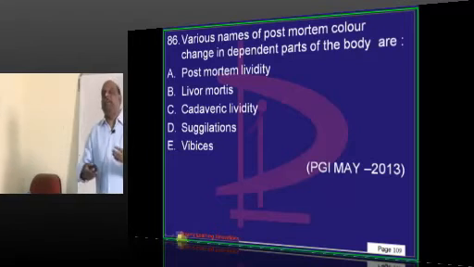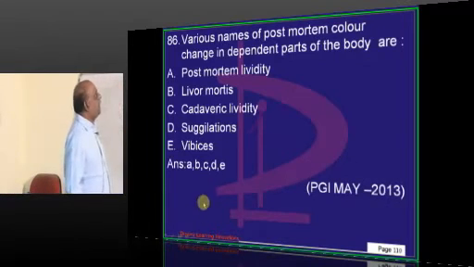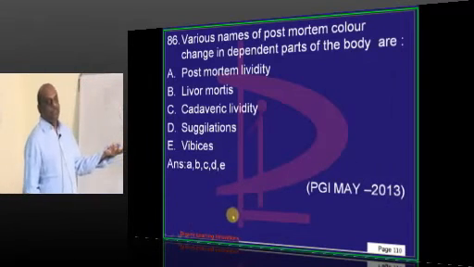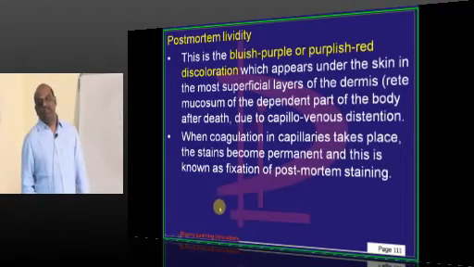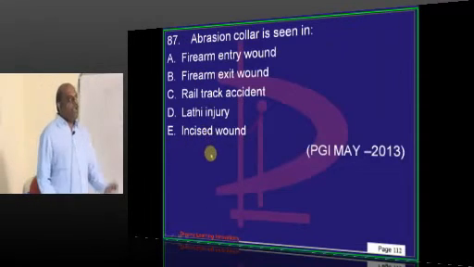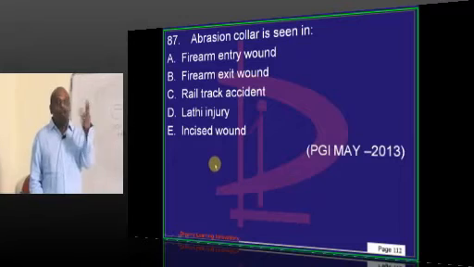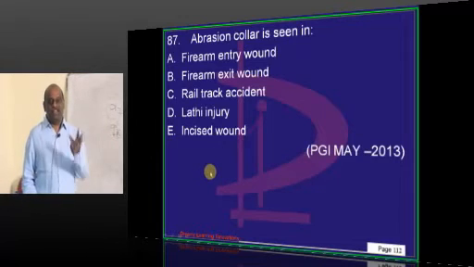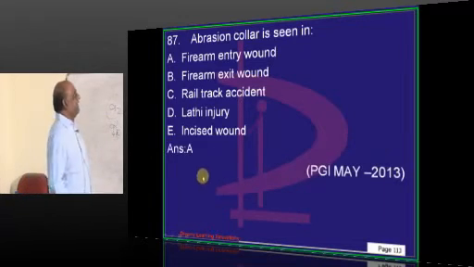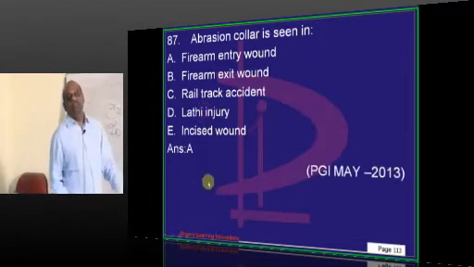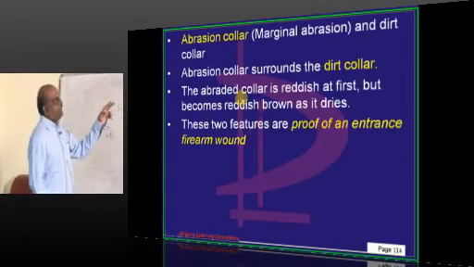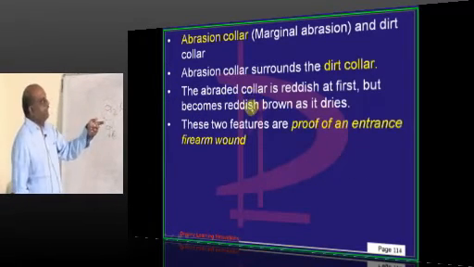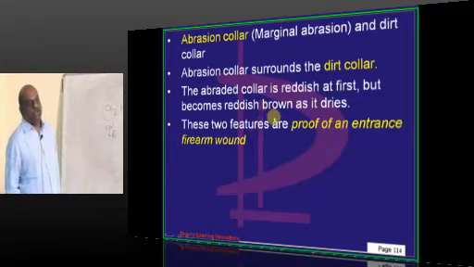Post-mortem color change in the dependent parts of the body, what do you call it? You also call it lividity, livor mortis, suggillations, vibices, etc. Where do you see abrasion collar? A gun question will definitely come, you have to answer like a bullet. So in a firearm entry wound, two things are characteristic. One is called the abrasion collar, which surrounds the dust collar. These two are characteristic of the entrance firearm wound.